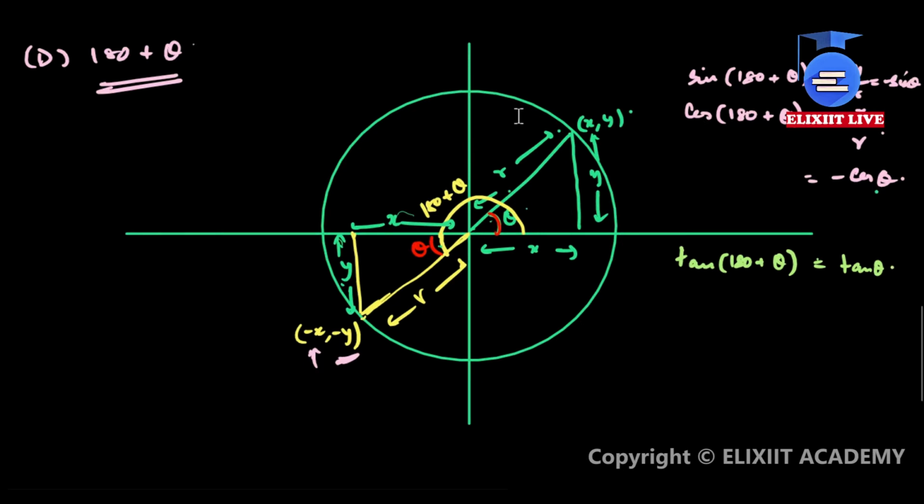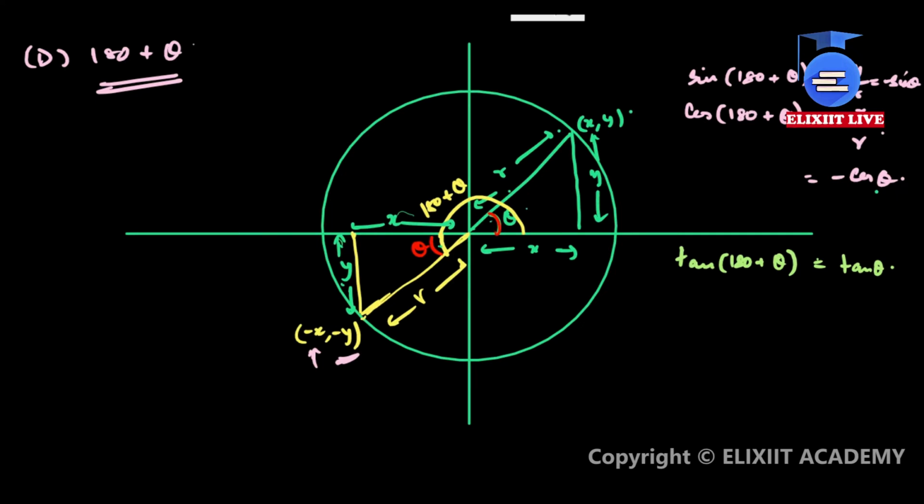Similarly, you can derive for 270 plus theta also. This much is 270, that is 180 plus pi by 2, 180 plus 90 gives 270. So this much rotation will be 270, and then plus theta somewhere over here. Here you will get the theta. Easily you can see the other things over here.